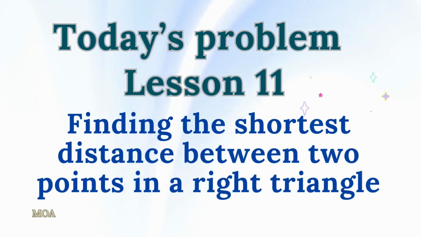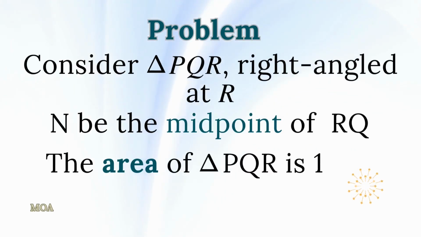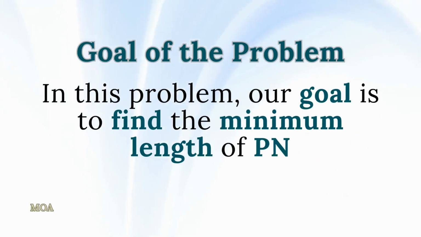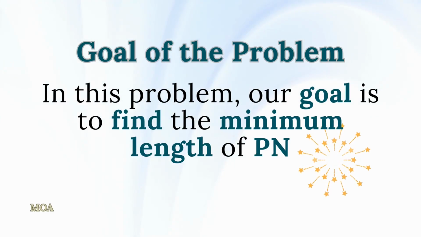In Lesson 11, students discover a classic geometric challenge, finding the shortest distance between 2 points in a right triangle, a problem that appears open-ended at first, but resolves beautifully with the right approach. Let triangle PQR be right-angled at R, and let N be the midpoint of RQ. Given that the area of triangle PQR is 1, how short can PN be? Our goal is to determine the minimum possible length of PN.